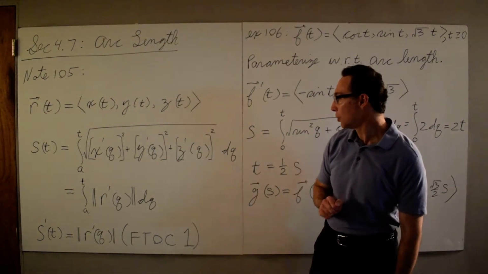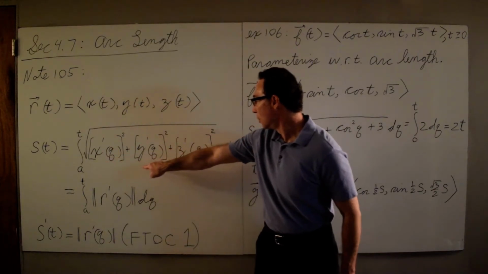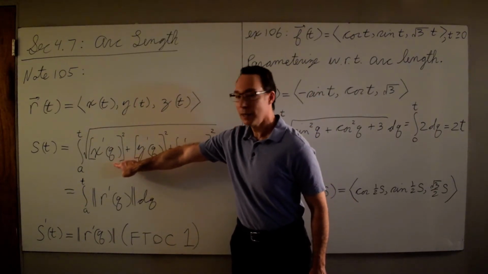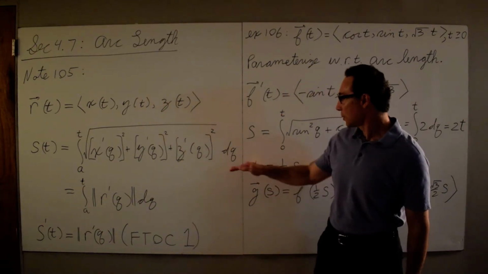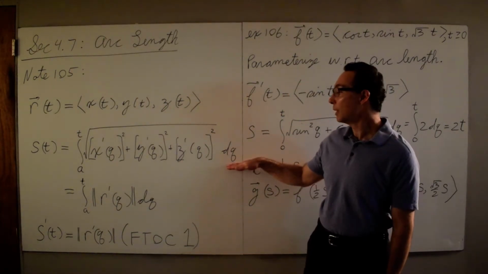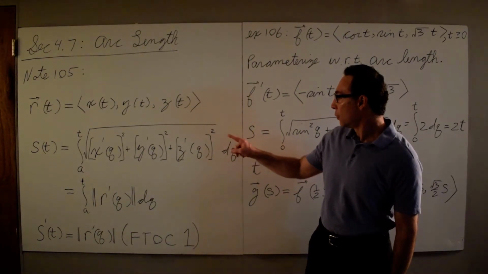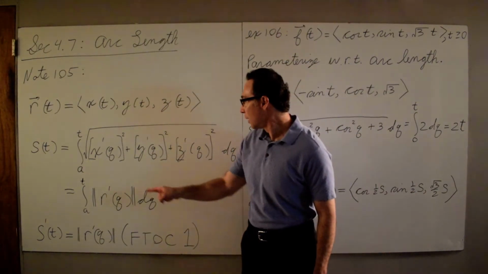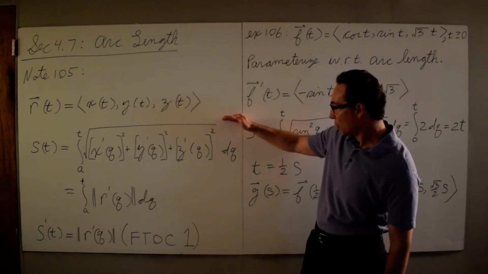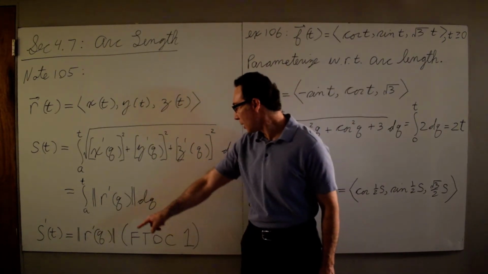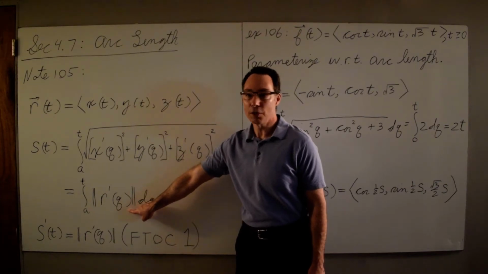What you had in Calc 2, you only had two functions, right? You would have had an x of t and a y of t. And so this is a three-dimensional version of what you learned in Calc 2. And if you look at this, though, what do we have? This is really the dot product of the derivative with itself under the square root. So that's really just the magnitude of the derivative of r.